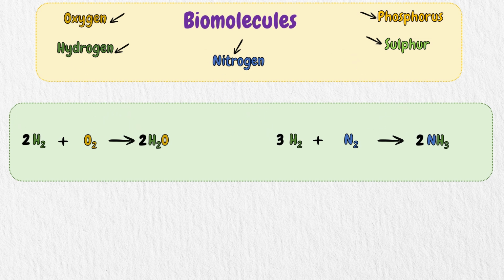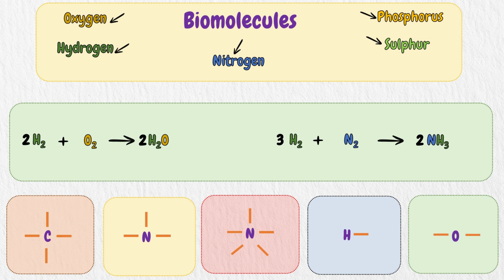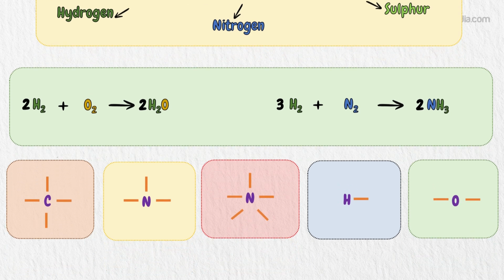Before moving into a detailed discussion of structures of biomolecules, let's clear our basic concepts. Always remember that carbon has 4 valencies, nitrogen has 3 or 5 valencies, hydrogen has 1 valency, and oxygen has 2 valencies. Are you familiar with the term alkyl? Well, this is the structure of alkane or methane. Removing 1 hydrogen makes it methyl. It's an alkyl group.